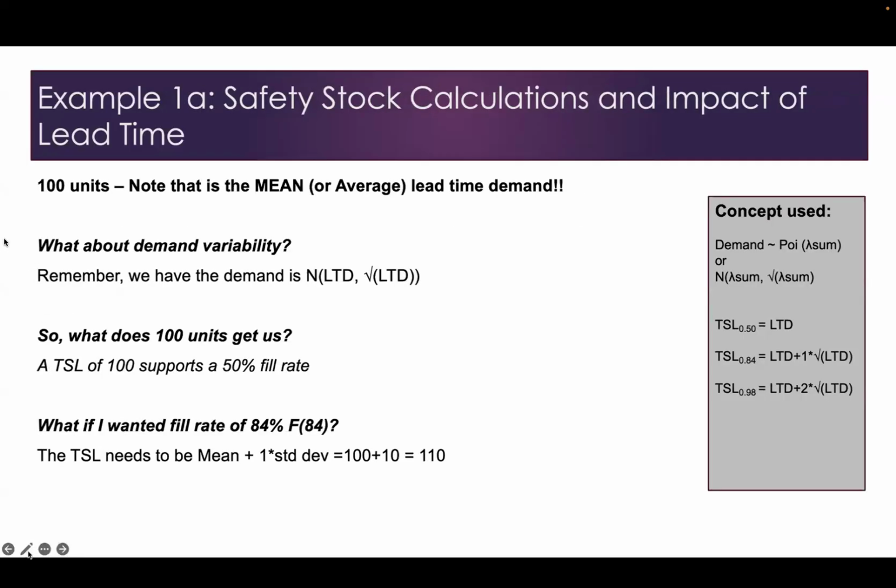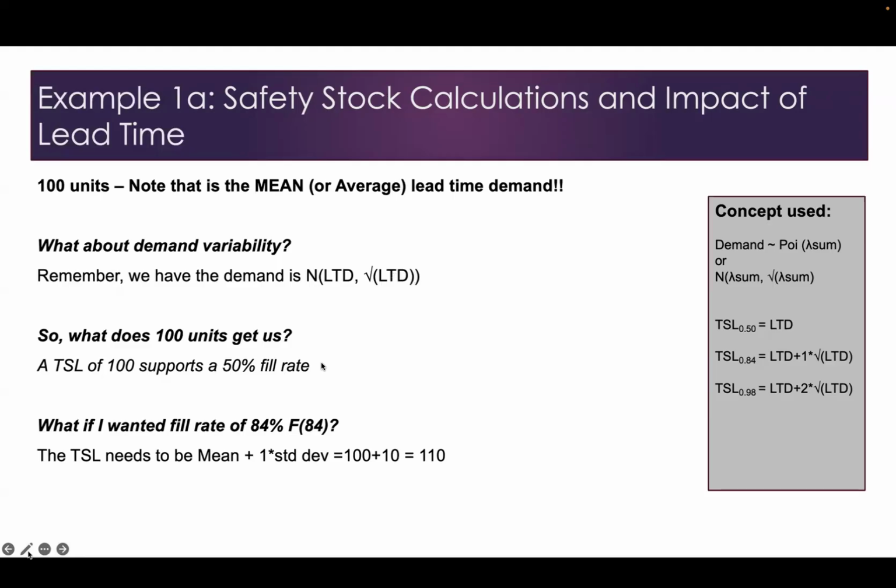So it's the mean. We have to take into account demand variability. And here, because it's Poisson, we just have a formula: it's the square root of lead time demand. So 100 units gets us a 50% fill rate.